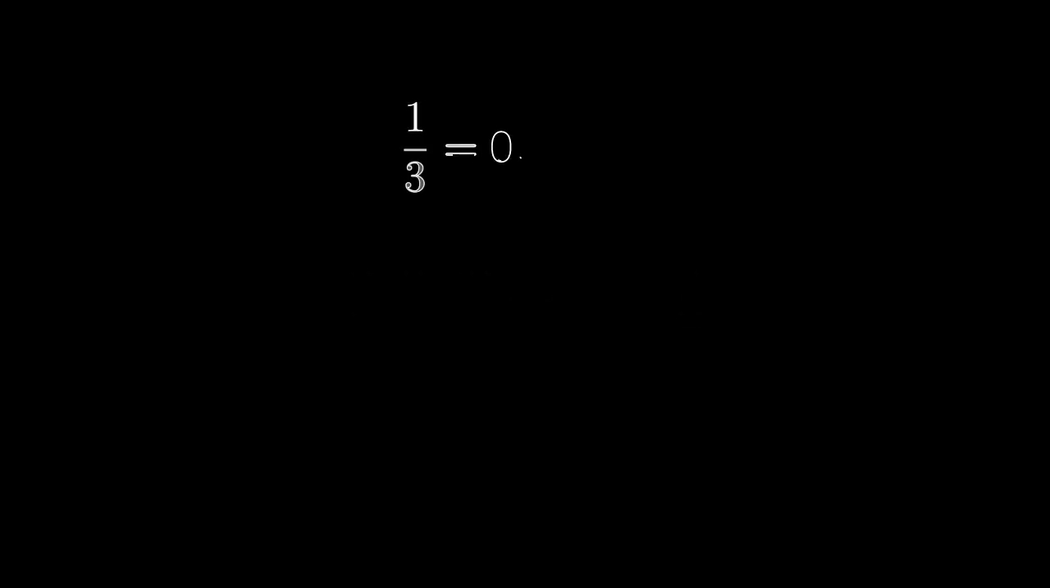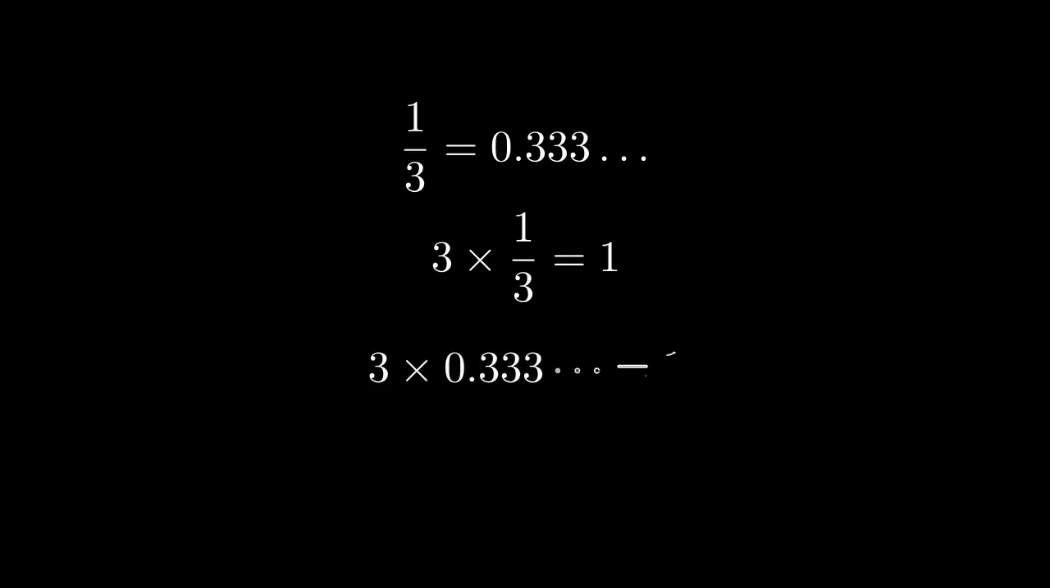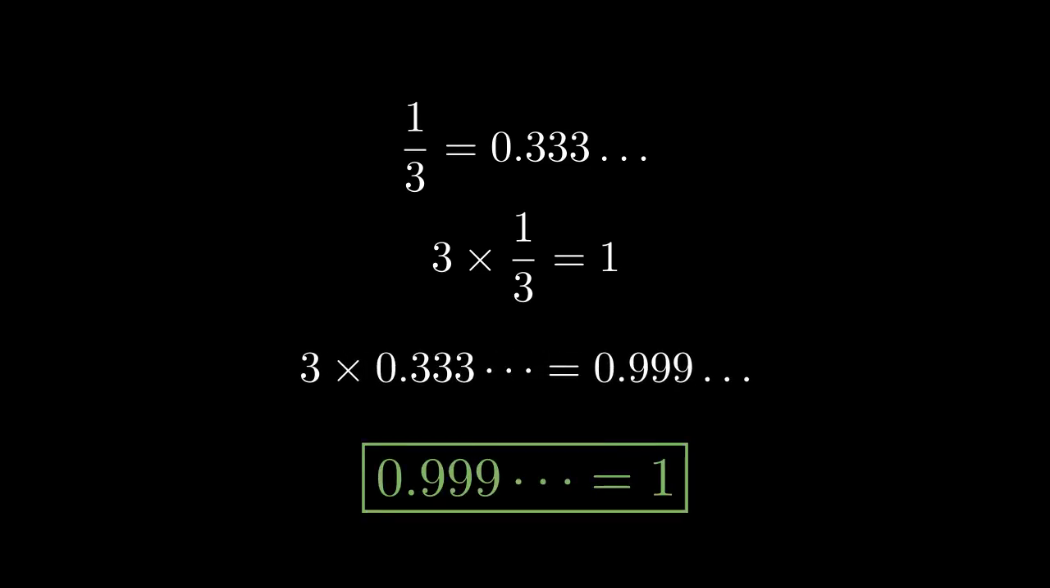Think about the fraction 1/3. We know that 1/3 is equal to 0.3 repeating. If you multiply 1/3 by 3, you get exactly 1. Logically, if you multiply the decimal equivalent, 0.3 repeating, by 3, you must also get exactly 1. 3 times 3 is 9, so 3 times 0.3 repeating results in 0.9 repeating. Therefore, 0.9 repeating is not just close to 1, it is another way of writing the number 1.